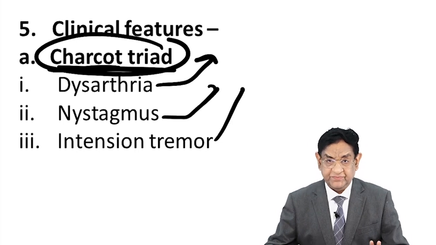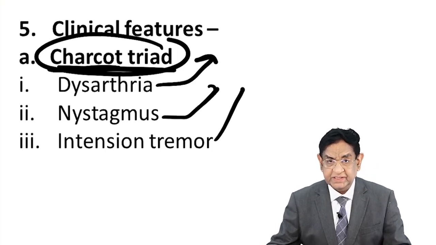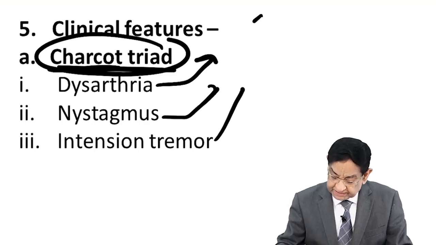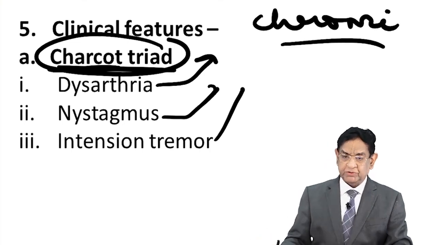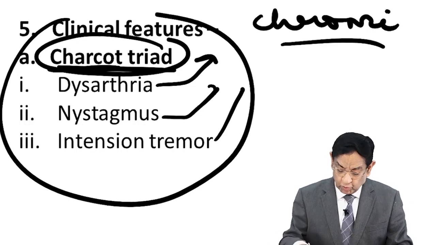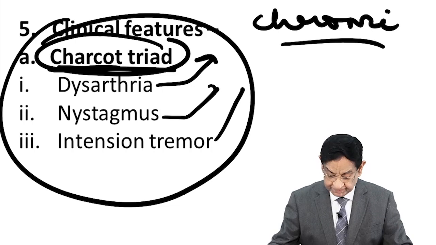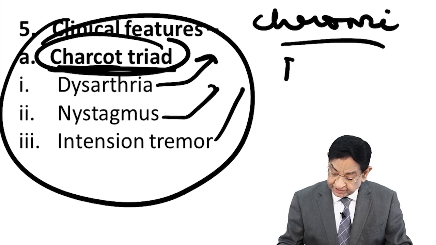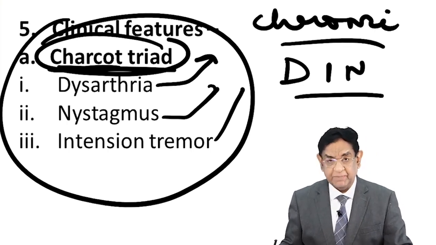Classical features, and of course in our question they are not present, because our patient has come in a very early stage, but these happen in due course of time. This is a chronic disease. How they manifest, I'll be talking to you in the due course of discussion, and later on again I'll come back. Who are the people who are bound to have Charcot triad? Anyhow, this you should know very well. The mnemonic is DIN: D for dysarthria, I for intention tremor, N for nystagmus. DIN is the mnemonic to remember it.